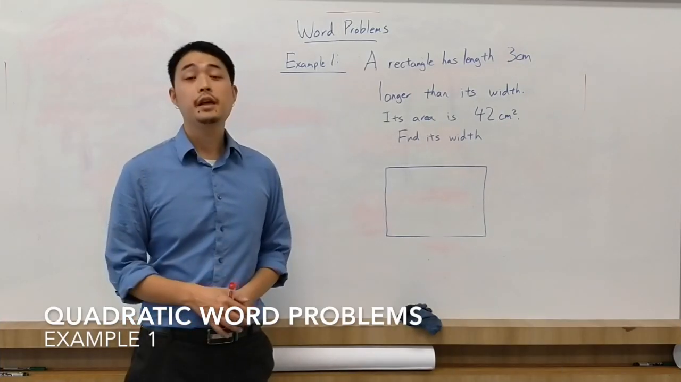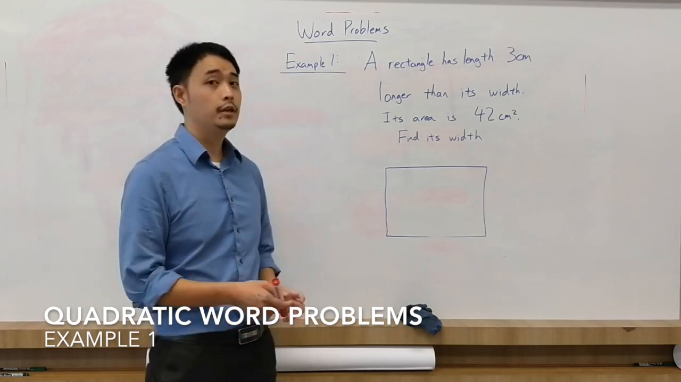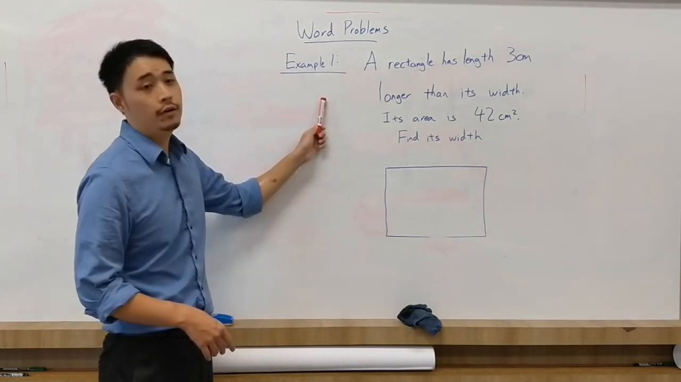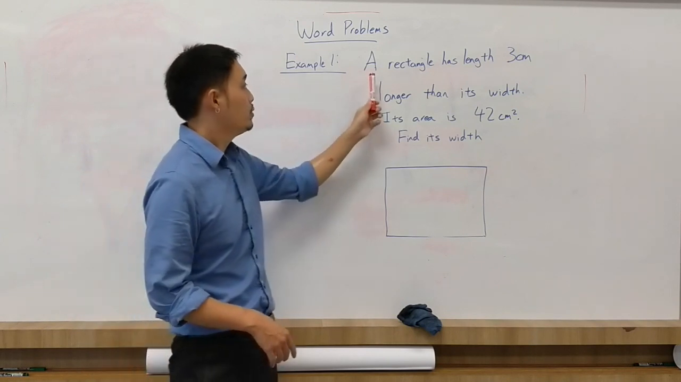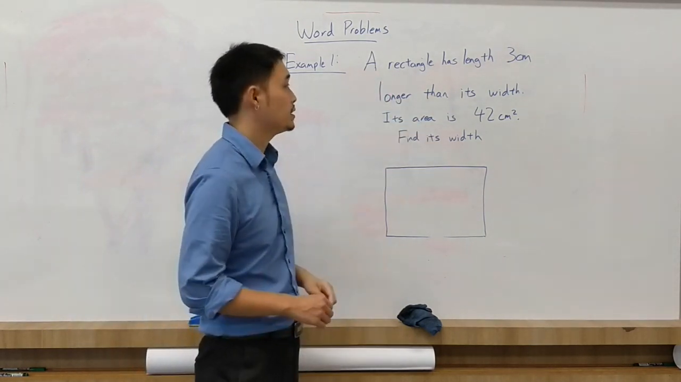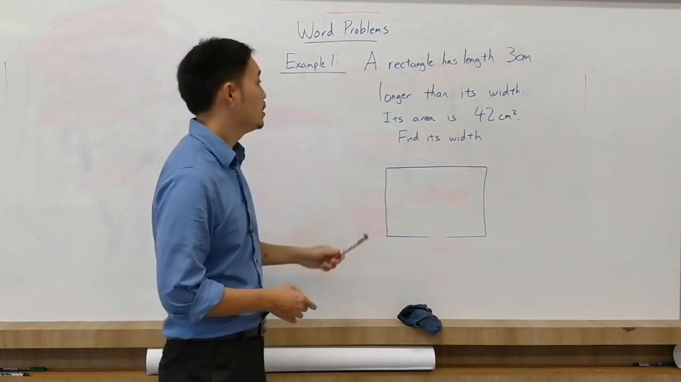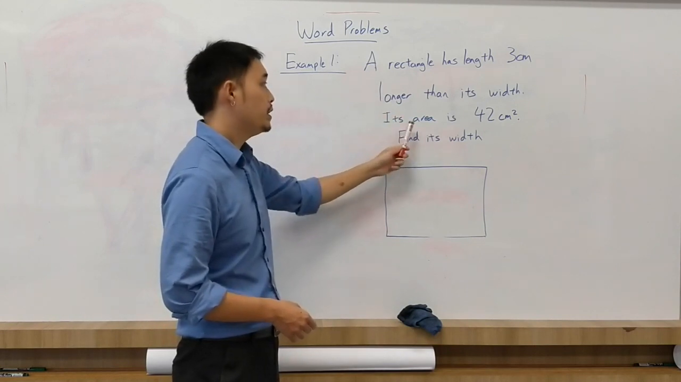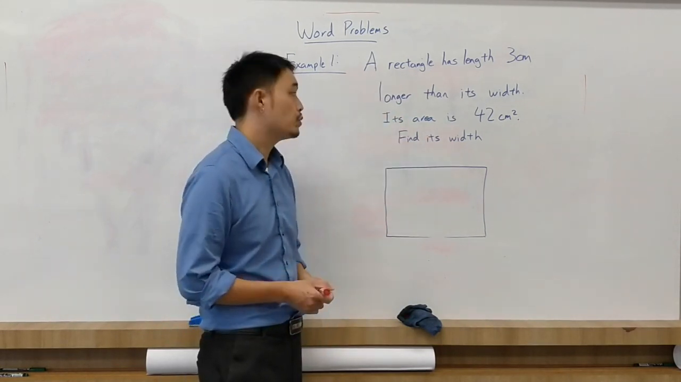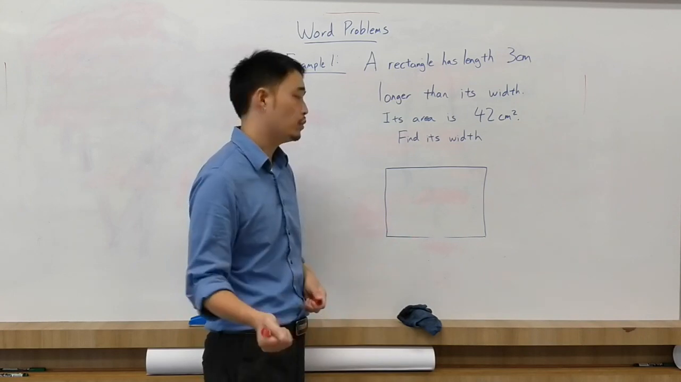Guys, what we're going to look at today is word problems involving quadratic equations. Right here we have our first example, which is involving a rectangle. This rectangle has a length of 3 centimeters longer than its width. Its area is 42 centimeters squared, and we want to find its width.